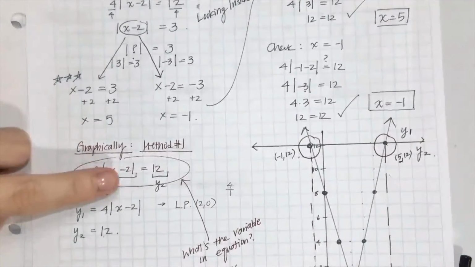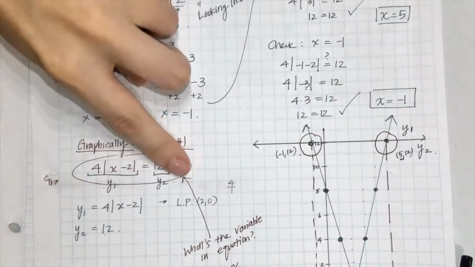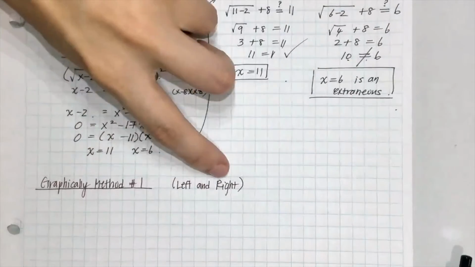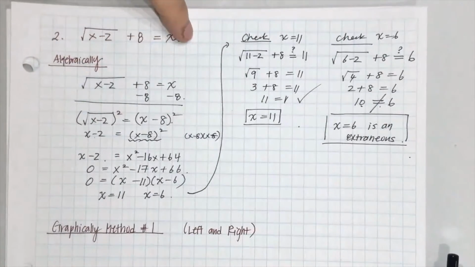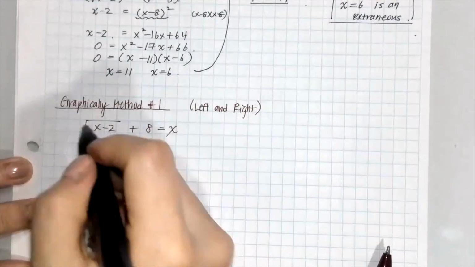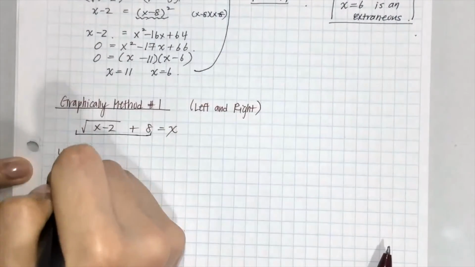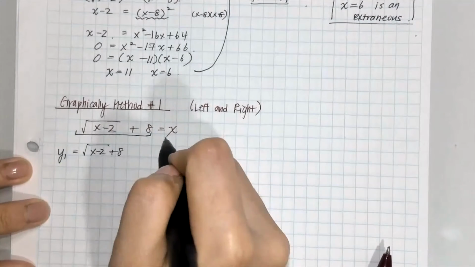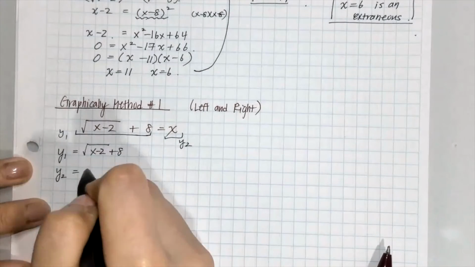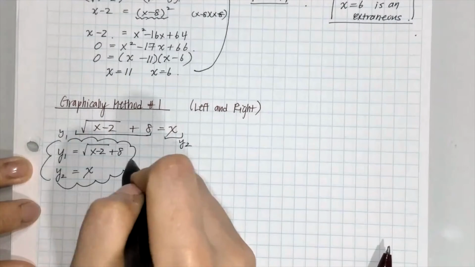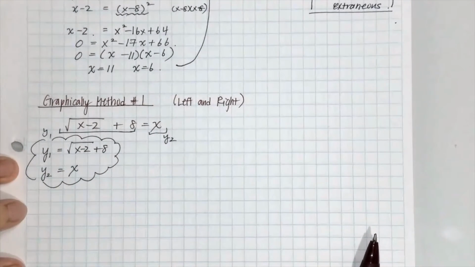The first method is to graph the left side function and the right side separately. So I'm going to call it left and right. I'm going to graph this left side and the right side and see where they cross. So first, I'm going to be graphing this side as my first equation, and then I will graph the right side, which is just equal to x. These 2 are the ones that I'm going to be graphing.